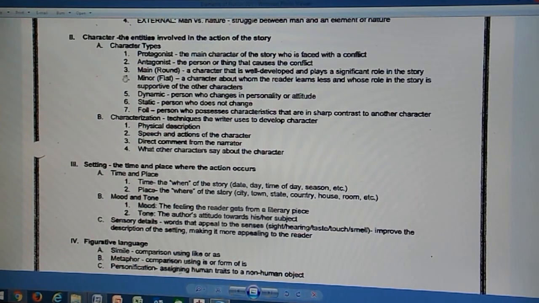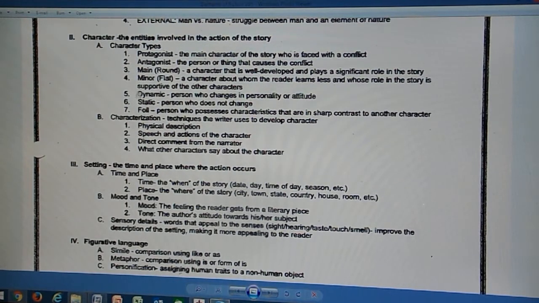And then for your minor or flat character, these are characters that you learn a lot less about, and the role in the story is supportive of the other characters, but ultimately if you took these minor or flat characters out, the story would still go on as it is. It just might not be as interesting. The best example to help you to remember, since we said the main character is Shrek and he's very round in the middle, we're going to say the minor character, one of the minor characters that I really enjoy, who is also very flat, would be the gingerbread man. So we're going to put the gingerbread man as an example of a flat character.